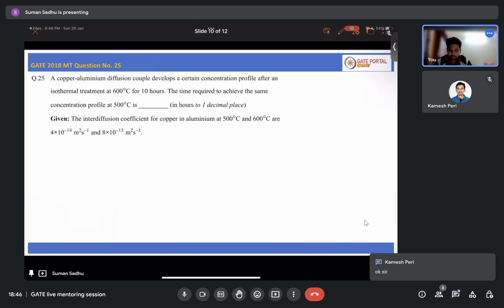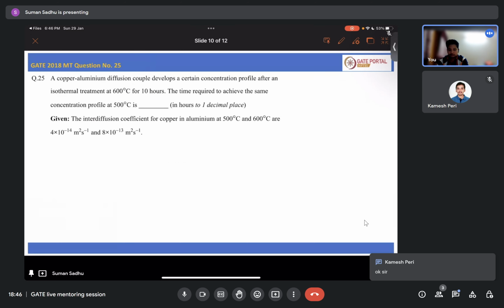This is question number 25 of GATE 2018. The question is, a copper aluminum diffusion couple develops a certain concentration profile after an isothermal treatment at 600 degrees centigrade for 10 hours. The time required to achieve the same concentration profile at 500 degrees centigrade is. So how do we approach this question?